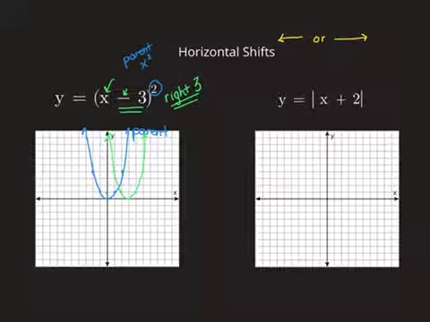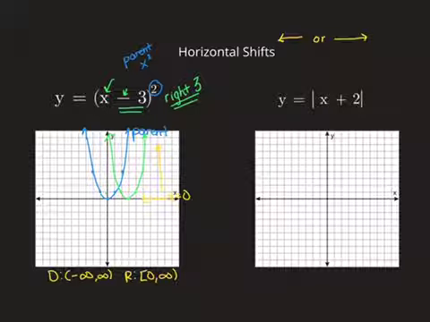So again, domain is going to stay the same. It's going to stay -infinity to infinity. And you can see that both of my graphs start at y equals 0 and then they go up. So my range is the same as the original function. It's still 0 to infinity. So these horizontal shifts don't affect the range.